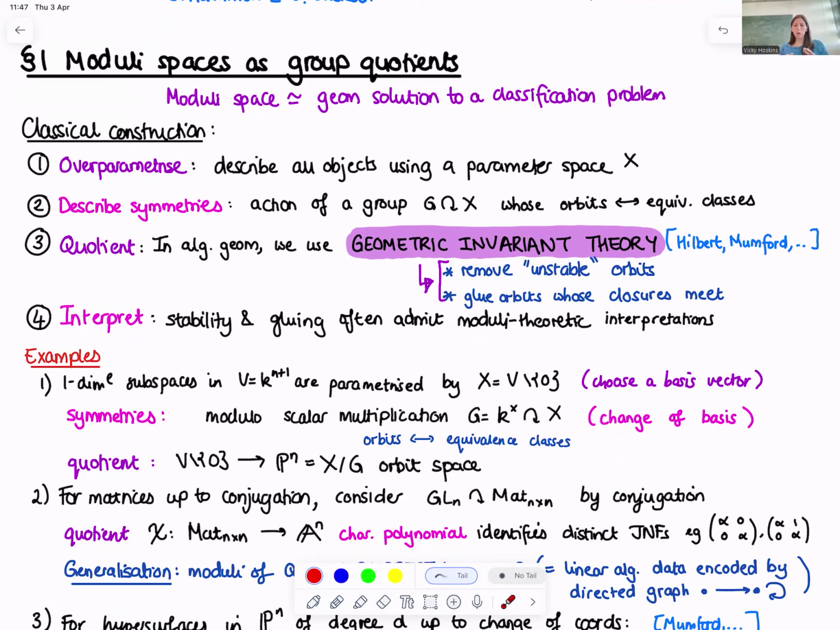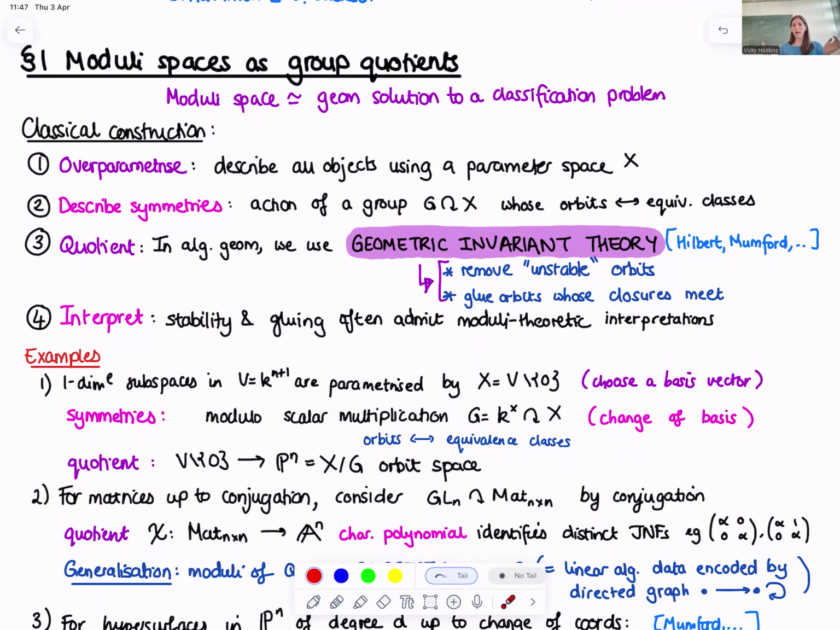So first of all, you over-parameterize the objects that you're interested in. So you describe all objects, possibly plus some extra data, using some parameter space. And then you want to encode the symmetries, so whatever extra data you've added, by an action of a group on this parameter space whose orbits ideally correspond to the equivalence classes that you're interested in. I'm going to give some concrete examples in a minute. And then you want to construct a quotient. So in algebraic geometry, assuming that G and X are both algebraic varieties, we use geometric invariant theory.